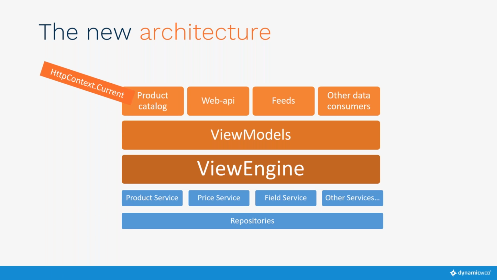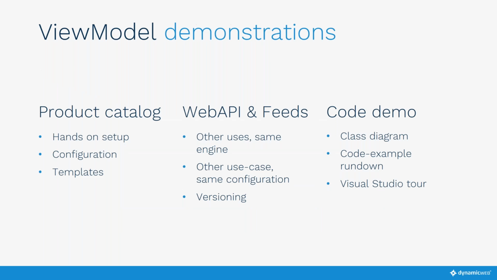And now we have the HTTP context current only available, or you only use it, up in the product catalog app, and basically taking it out of the logic that takes the data out of the system. So I hope this makes a little bit of sense, and you understand what it is. It is kind of technical, but now I'm going to show you how we use this, and we're going to take a look at some code as well. So first I'm going to show you the product catalog, the new app, and the templates that come with that.